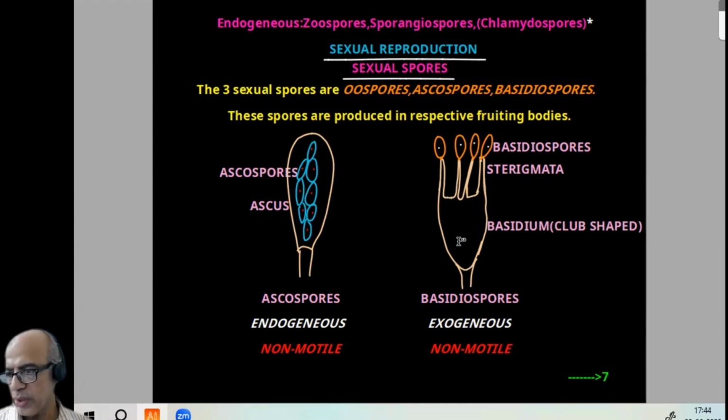Now, basidiospores are seen in a structure called the basidium, which is normally club-shaped. Ascospores are normally 8 in number, inside the ascus, so endogenous and non-motile. While basidiospores are outside, so they are exogenous, and are formed on stalk-like areas called sterigmata, non-motile. I think it is clear now. We can proceed to the next one.